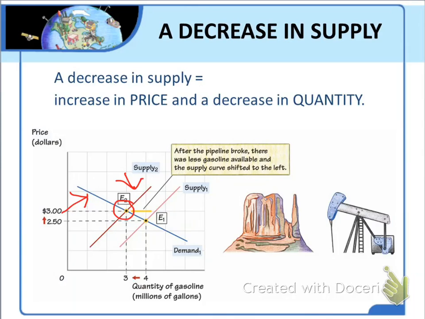Now, at that particular price of E2, the price of gasoline rose to $3 a gallon, and the equilibrium quantity decreased to 3 million gallons. As you would expect, drivers in Phoenix were not very happy about the 50-cent price increase. Their wallets felt the effects of the gasoline pipeline rupture, and so they decreased their demand for gasoline. As a result of that, the quantity demanded decreased.